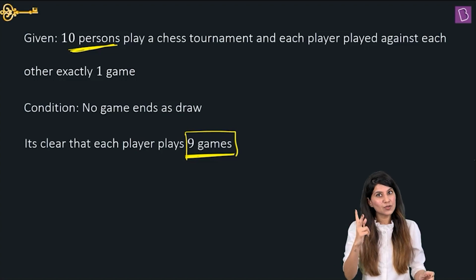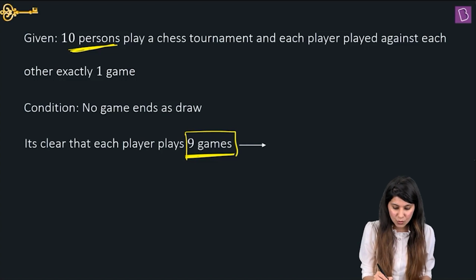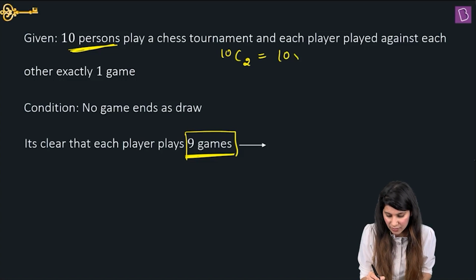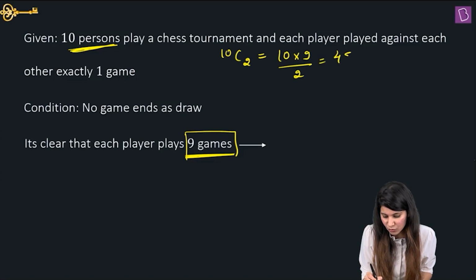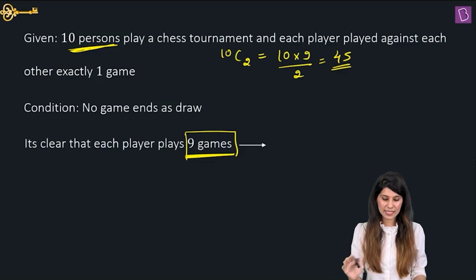Out of 10 people, I need to select 2 unique persons. So that can be done by 10C2, isn't it? So total 10C2 games are being played. That means 10 into 9 by 2, that will be 45. Total 45 games are being played, right? Okay, these two things are sorted.